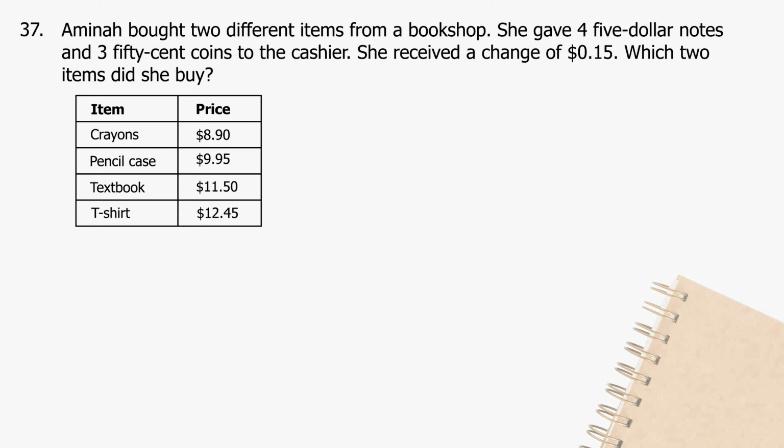Question 37. Amina bought two different items from a bookshop. She gave 4 $5 notes and 3 50-cent coins to the cashier. She received a change of 15 cents. Which two items did she buy?